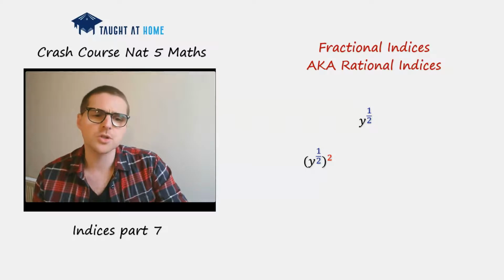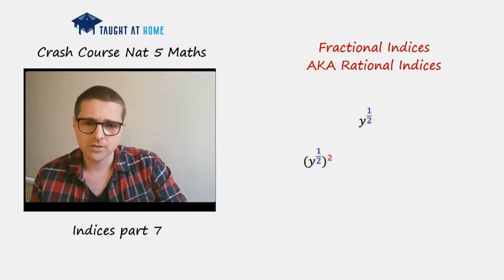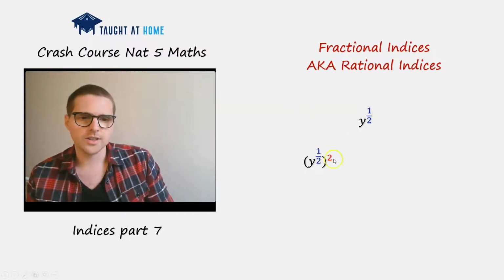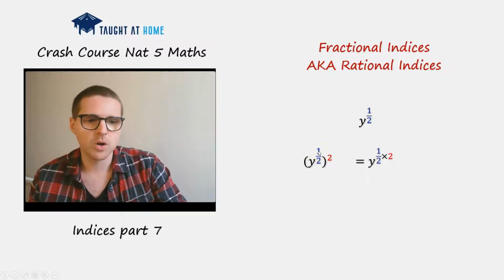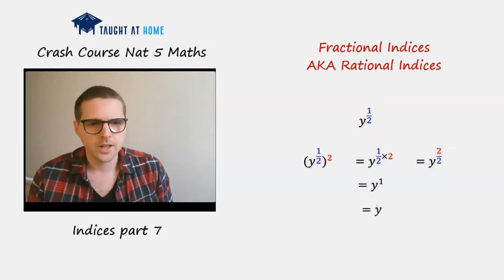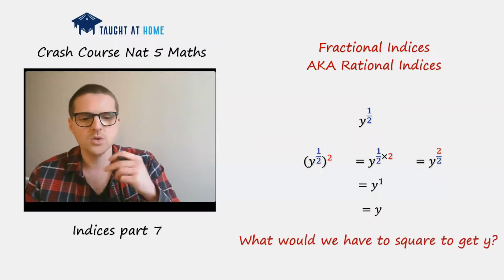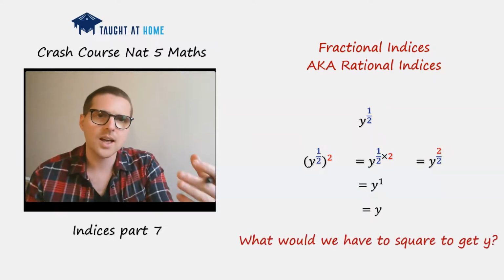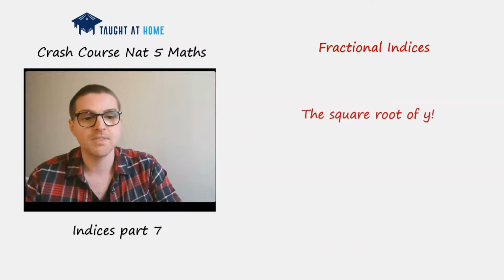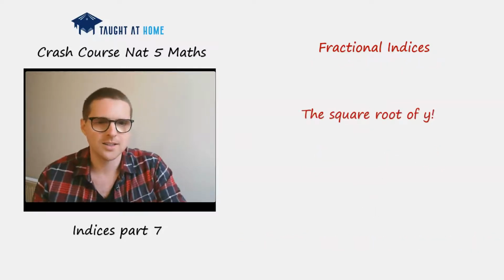Well, let's say we were to square the entirety of y to the power of 1/2. We know using the third law of indices that we multiply these numbers, so it's going to be y to the power of 1/2 times 2, which is y to the power of 2/2, which gives you y. So the question is, what would we have to square to get y? Have a think about that. It is indeed the square root of y.